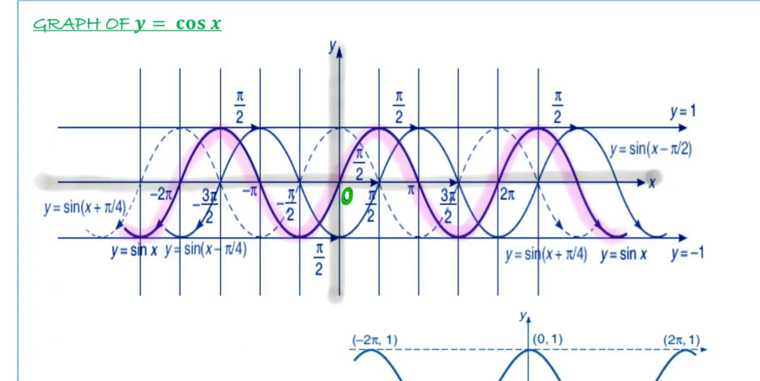So the graph we obtained for y is equal to sin of x plus pi by 4 is this graph we are talking about. This is the graph we are obtaining for y is equal to sine of x plus pi by 4 or y is equal to sine of x minus pi by 4.